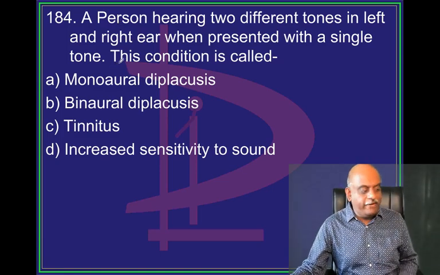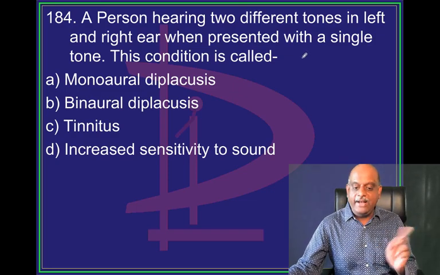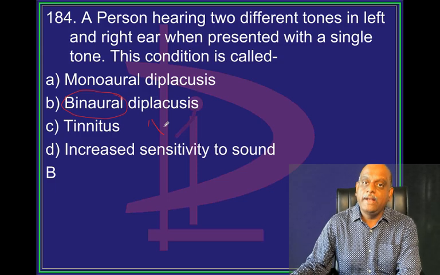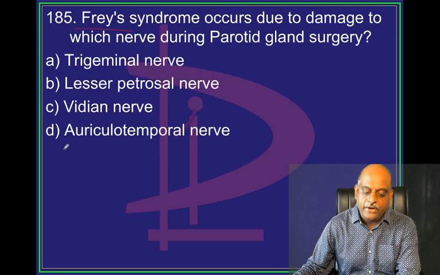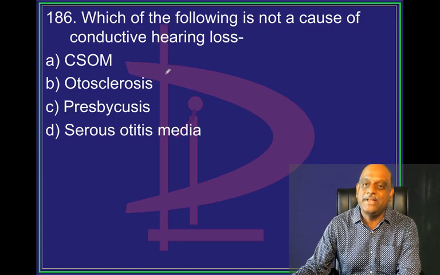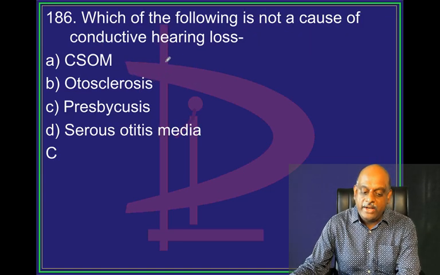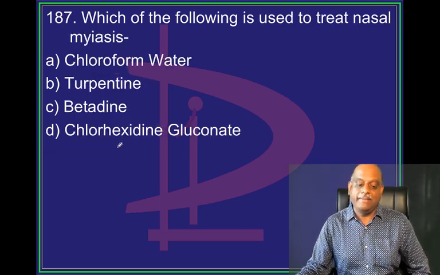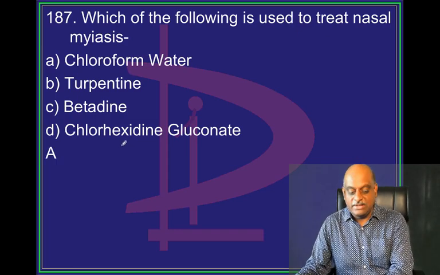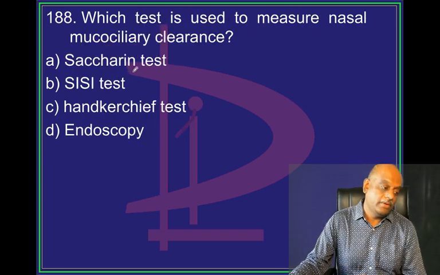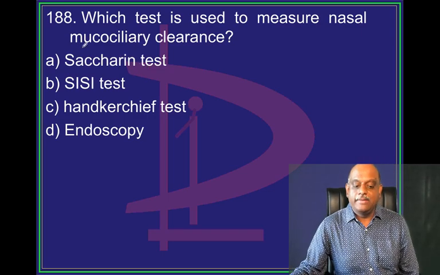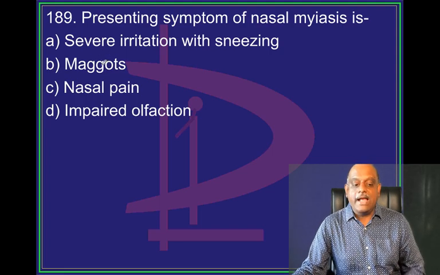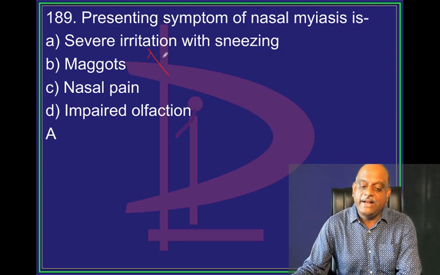A person hearing two different tones in the left and right ear when presented with a single tone, what is that called? It's called binaural diplacusis. Frey syndrome is because of the auriculotemporal nerve, all of you know this. Conductive hearing loss is seen in CSOM, otosclerosis and serous otitis media. Nasal myiasis is treated with chloroform water. To know the nasal mucociliary clearance, we use a saccharin test. Nasal myiasis presents with severe irritation with sneezing.